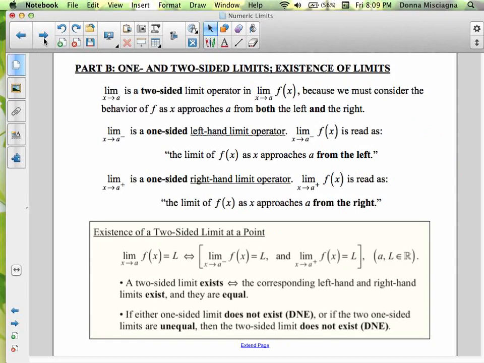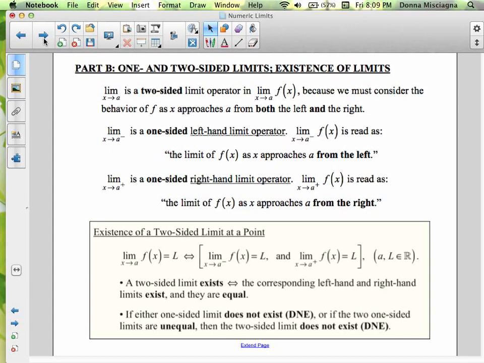So when we see the limit as x approaches a, that's a two-sided limit operator, the limit of f of x as x approaches a, because we have to consider the behavior of f as x approaches a from both the left and the right. Right? When we're just looking at whether the limit exists, we were looking at what happens from the left-hand side, what happens from the right-hand side. When we see a limit as x approaches a with that negative, that's a one-sided left-hand operator. Right? So that's the limit of f of x as x approaches a from the left. When we see the positive, so the limit as x approaches a with the plus sign, that's a one-sided right-hand limit operator.